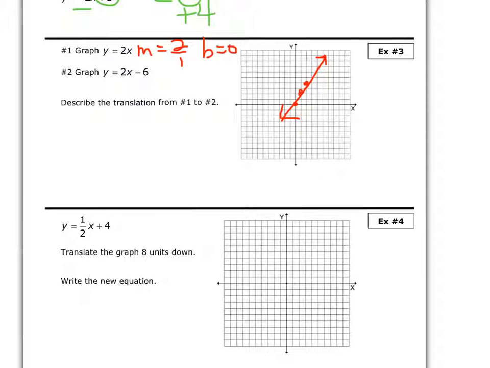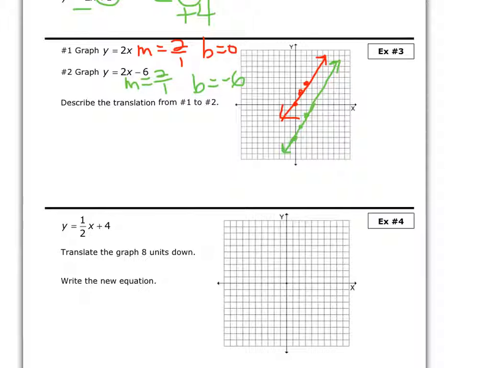Okay, now let's graph the second equation. M is equal to 2 over 1. B this time is -6, so go down 6. 1, 2, 3, 4, 5, 6. And then up 2 over 1, up 2 over 1. See if I can draw a straight line. There's my line. Describe the translation from 1 to 2.